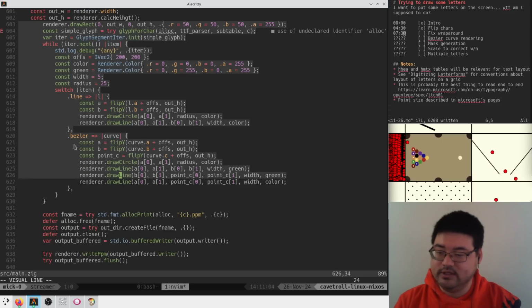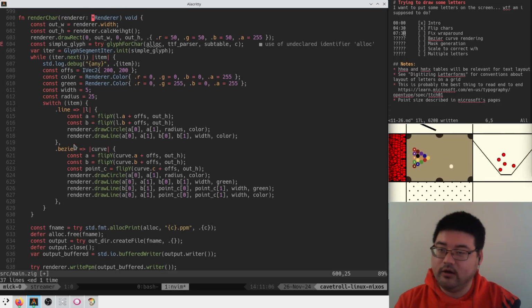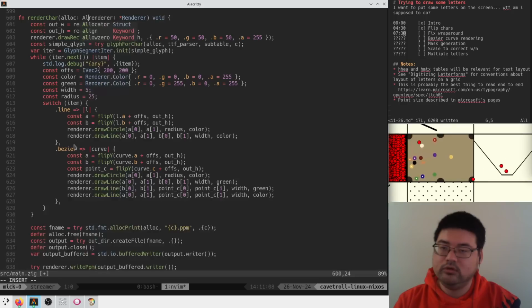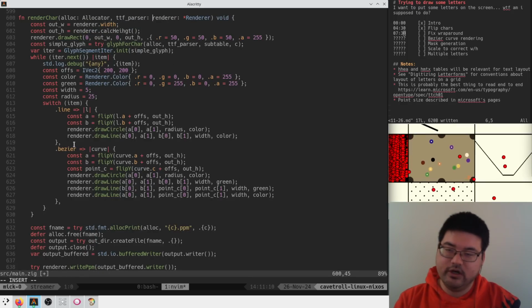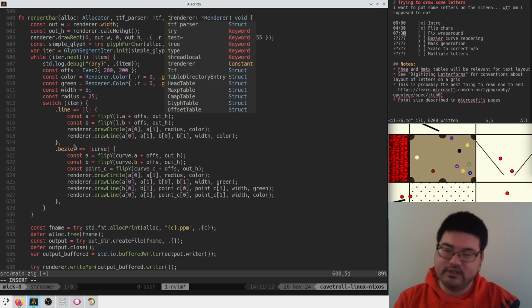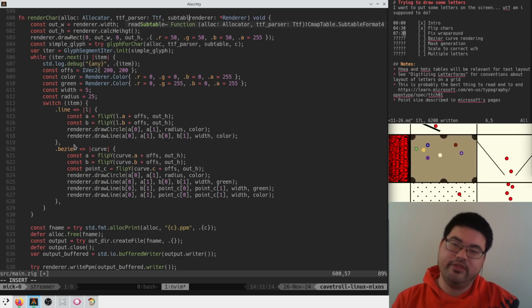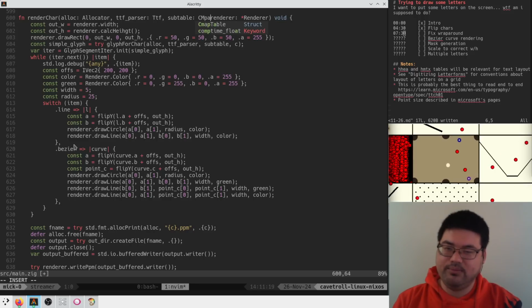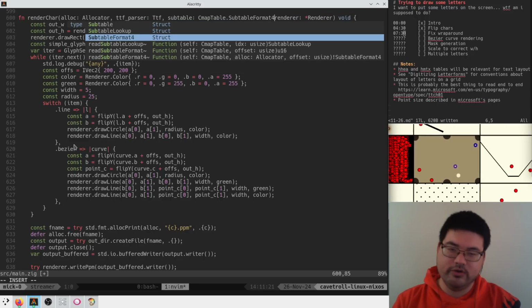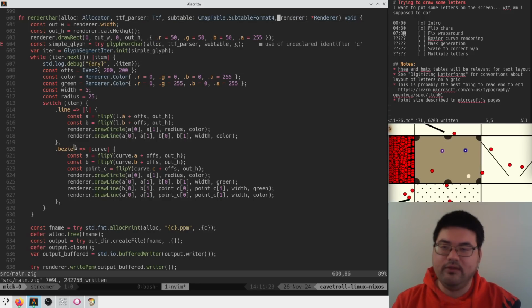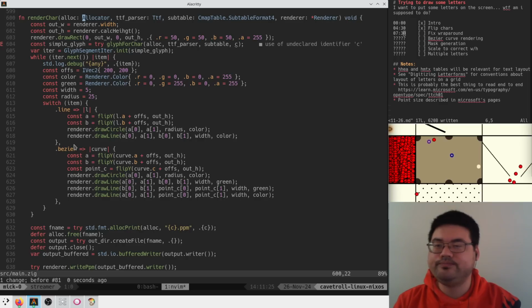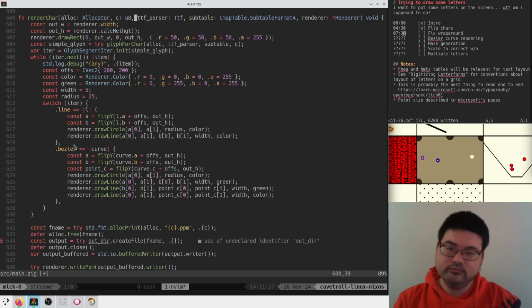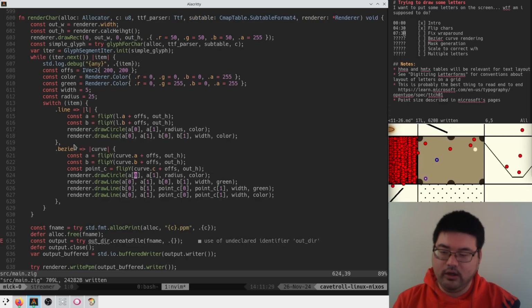Now it's mad that it's missing an allocator, as well as a TTF parser, or TTF as we call it, and a subtable, which is, I think, supposed to be some specific format. I think it's CMap table subtable 4 or something is the only one we support, and then the character that we're rendering. Then it also wants an output directory. Gross, dude.